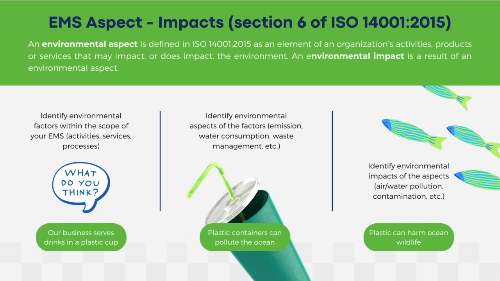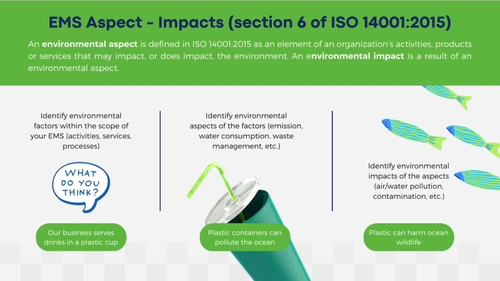In section 6 of ISO 14001:2015, we are specifically talking about aspect impacts. What is an environmental aspect? It is defined as an element of an organization's activities, products, or services that may impact or does impact the environment. Meanwhile, an environmental impact is a result of this environmental aspect.